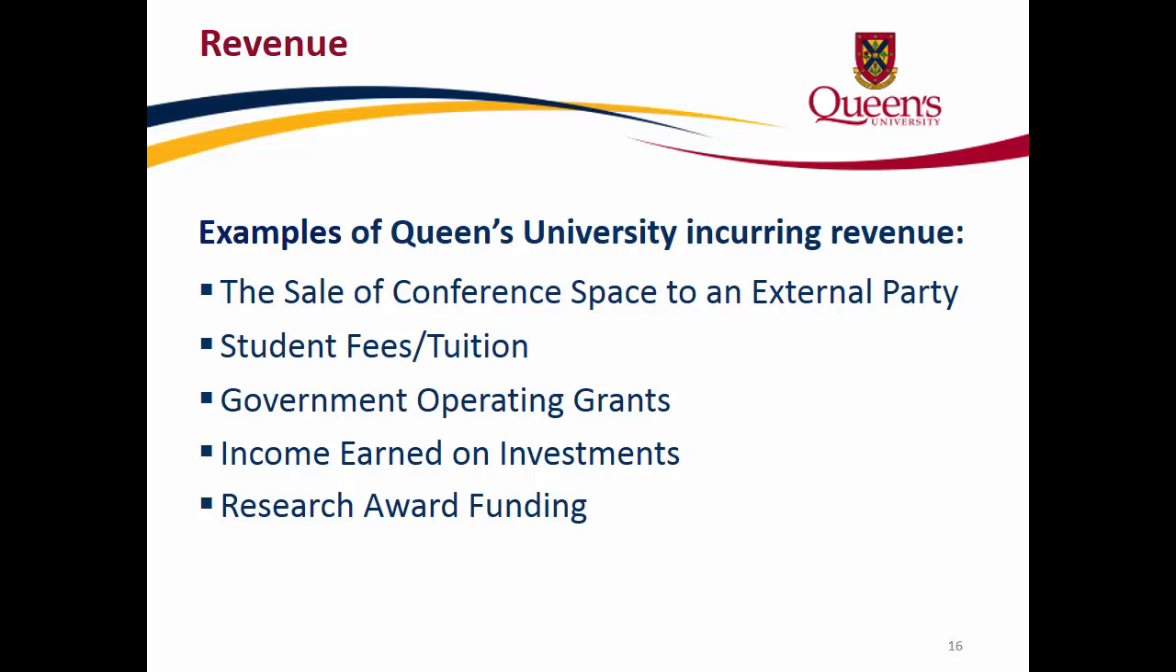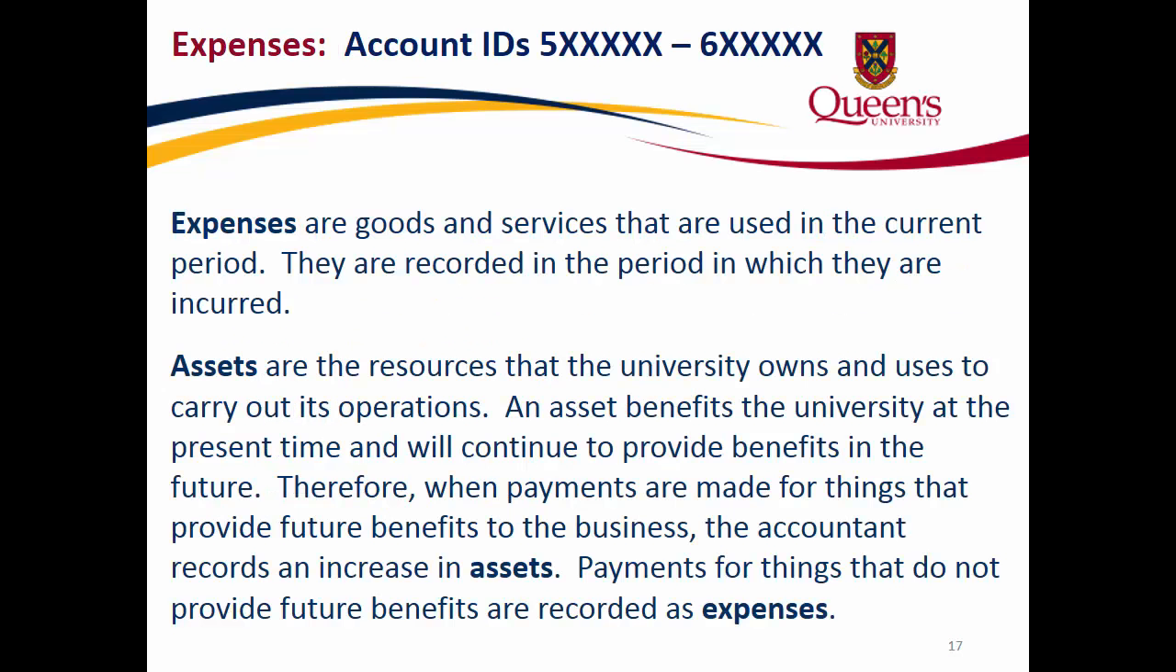Some examples of Queen's University incurring revenue include the sale of conference space to an external party, student fees, tuition, government operating grants, income earned on investments, research award funding. Expenses are goods and services that are used in the current period. They are recorded in the period in which they are incurred.